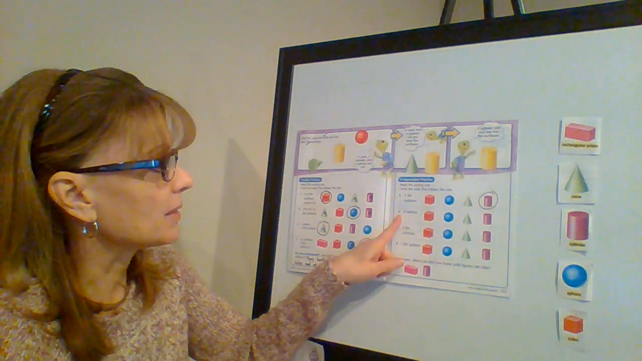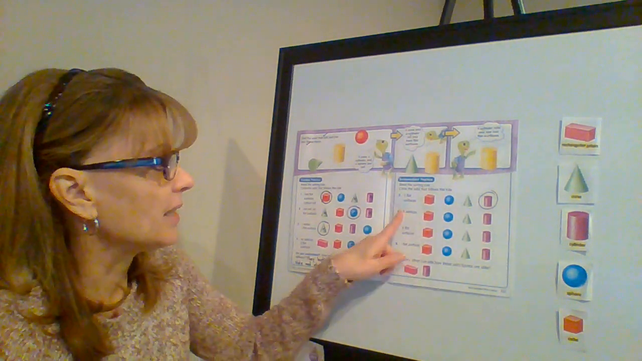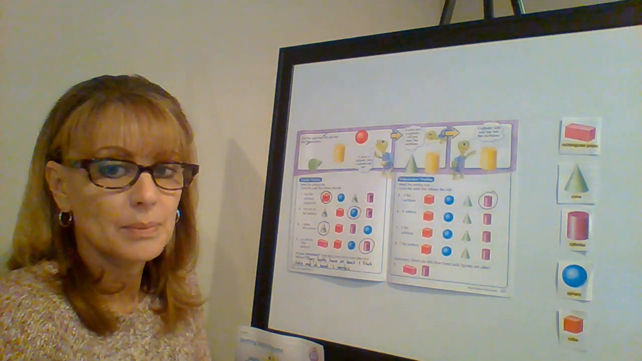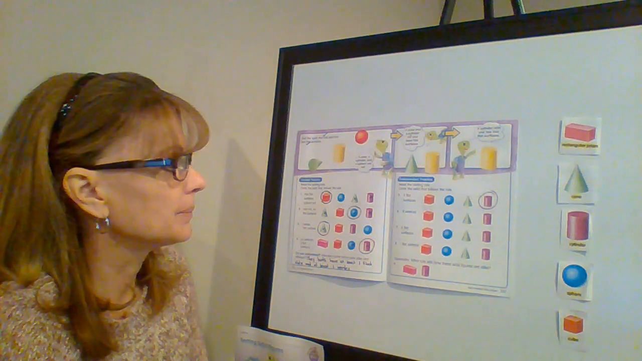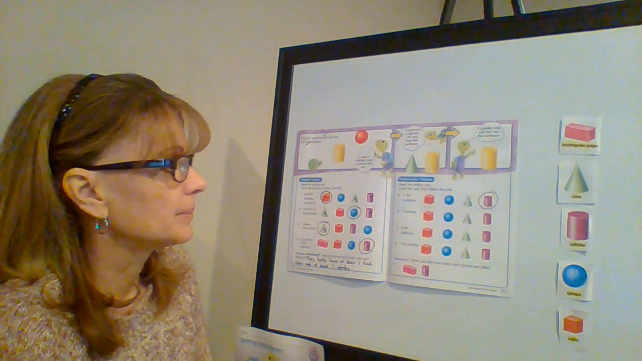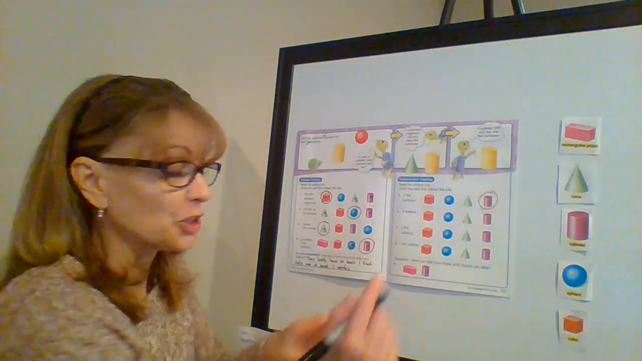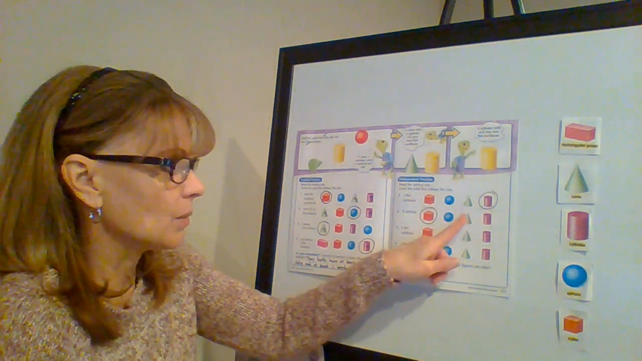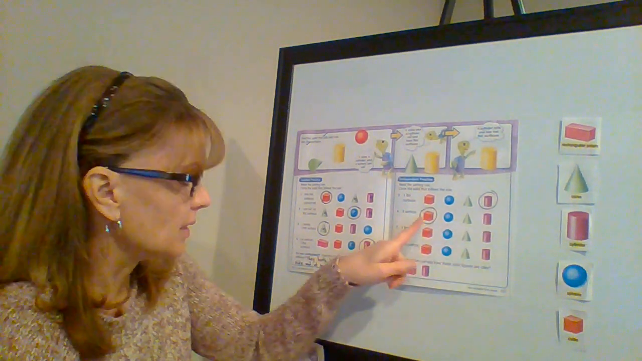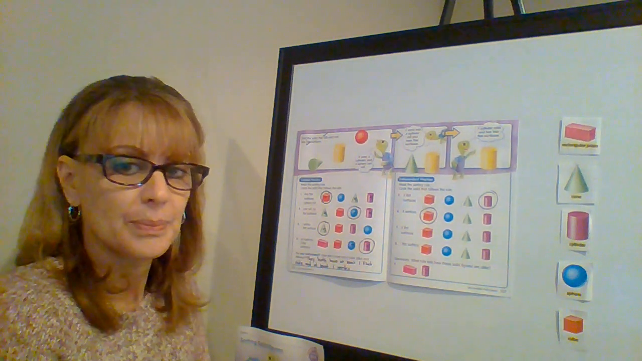How about number 6? Which one of these has 8 vertices? Go ahead and circle. Which one has 8 vertices? Did you circle the cube? No vertices, 1 vertex, no vertices. It's got to be that cube.